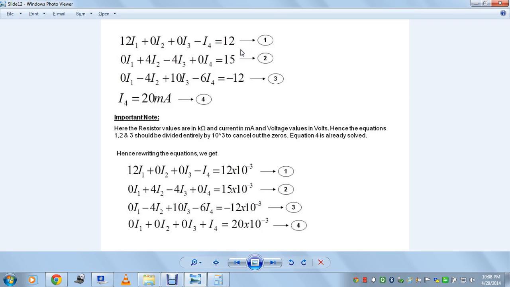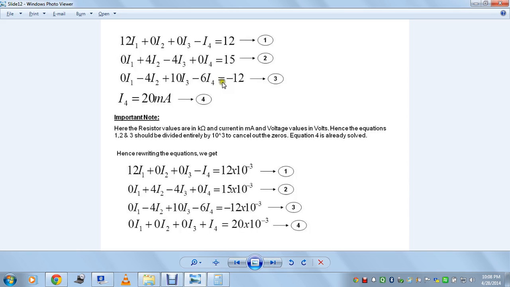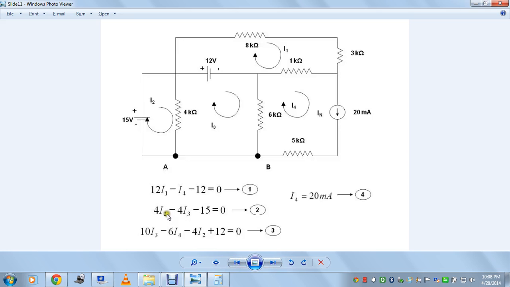Similarly for this equation, 4 minus 4, you see this 4 minus 4 is nothing but 4 kilo ohms, applied for the mesh 2 here. This is the mesh 2, 4i2 minus 4i3. So this is a 4 kilo ohms resistor. 4 kilo ohms is nothing but 4 into 10 to the power 3. When it is taken to the other side of the equation, it is nothing but 15 into 10 to the power minus 3. When it is kilo ohms here, we take 10 to the power 3 common here and take it to the other side, it becomes 10 to the power minus 3 here.